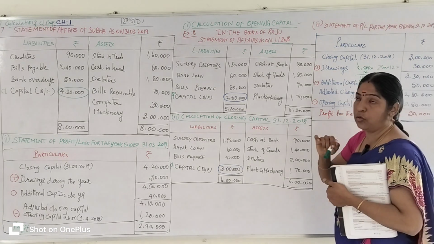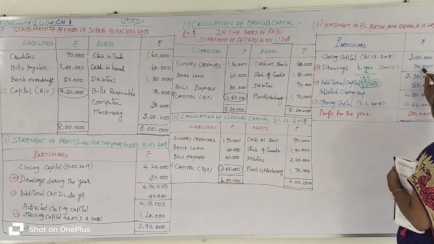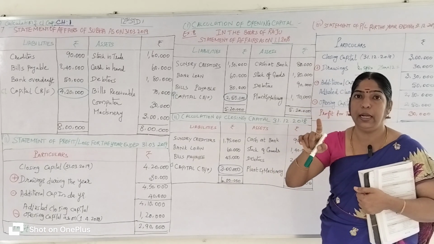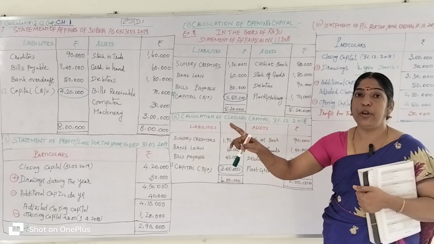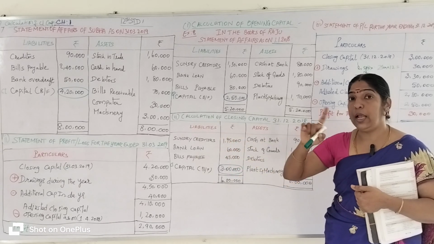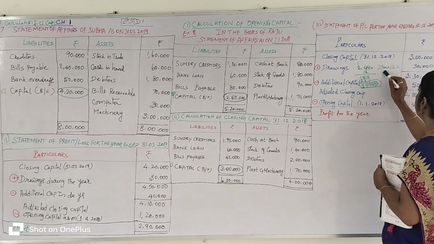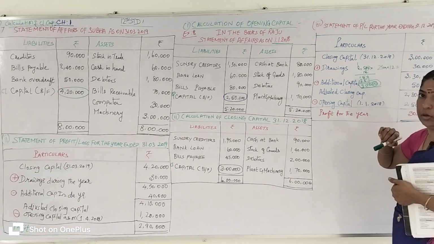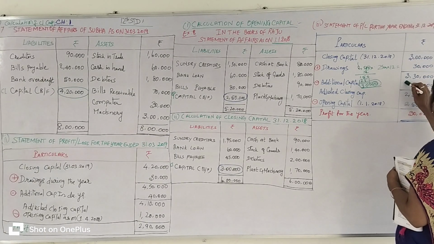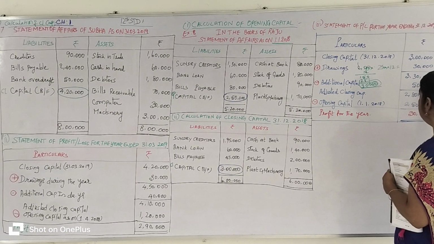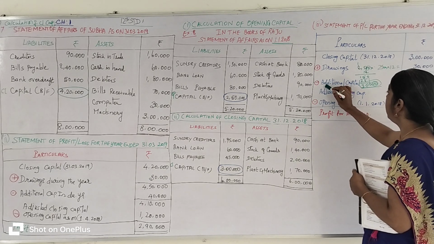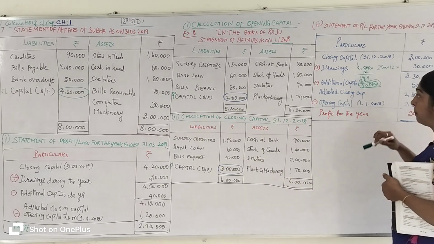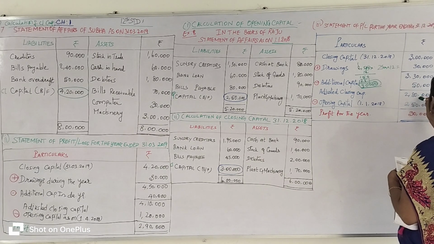Add drawings given in the question, 30,000 rupees. How can you take 30,000 rupees? They have given only 2,500, which Raju takes every month. So we multiply 2,500 by 12 months. You will get 30,000 rupees drawings. After adding together, you get 3,30,000 rupees. From that 3,30,000 rupees, you deduct the additional capital introduced during the year, 50,000 rupees. After deducting, you get 2,80,000 rupees.